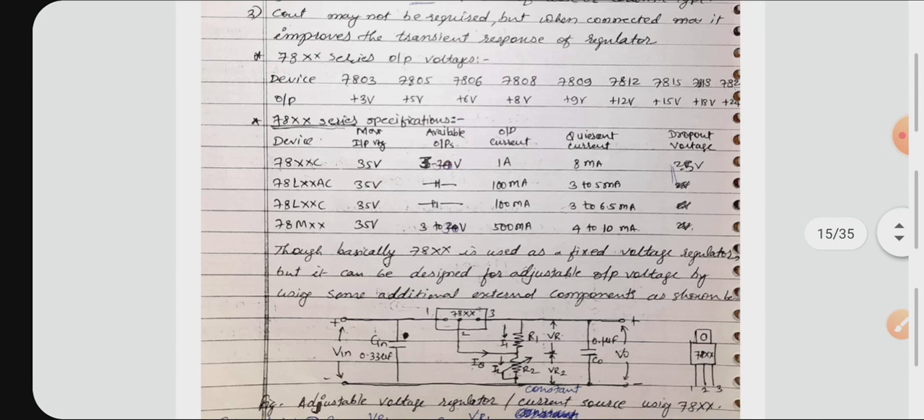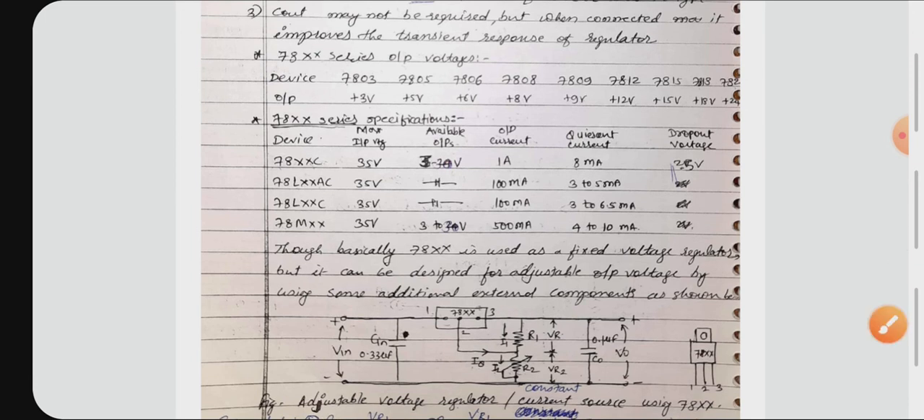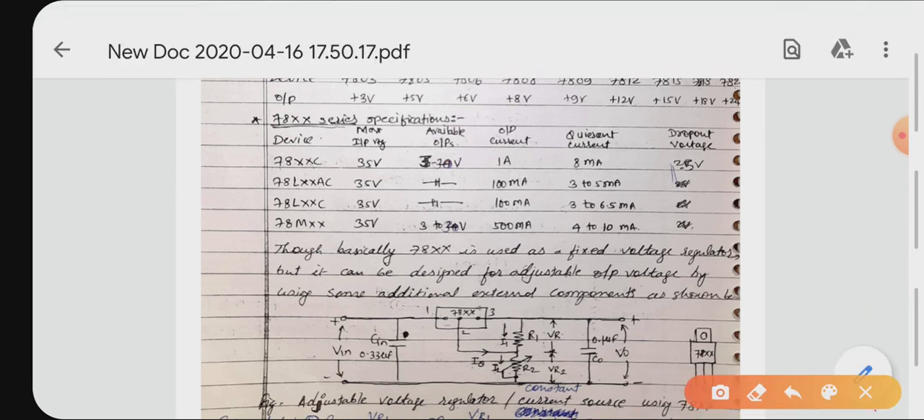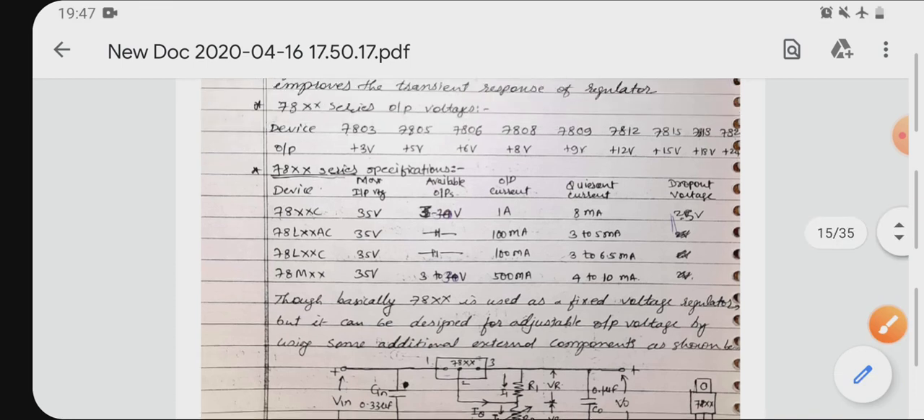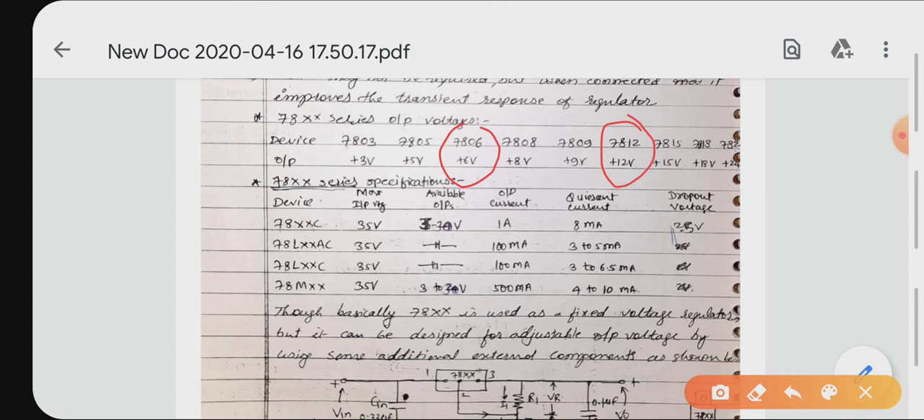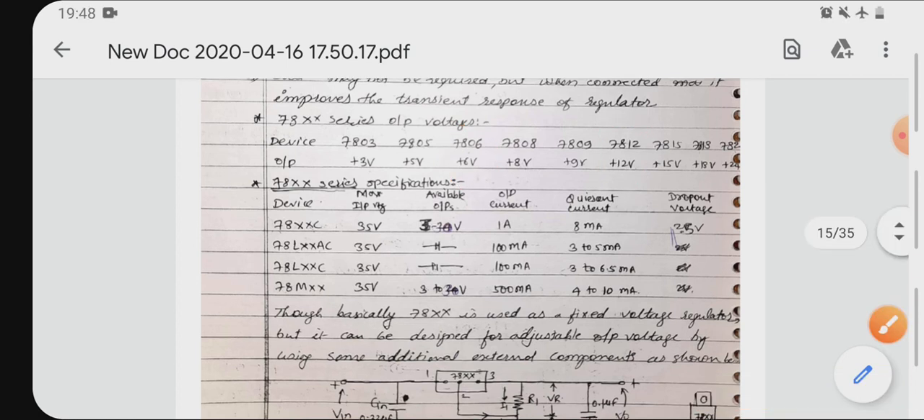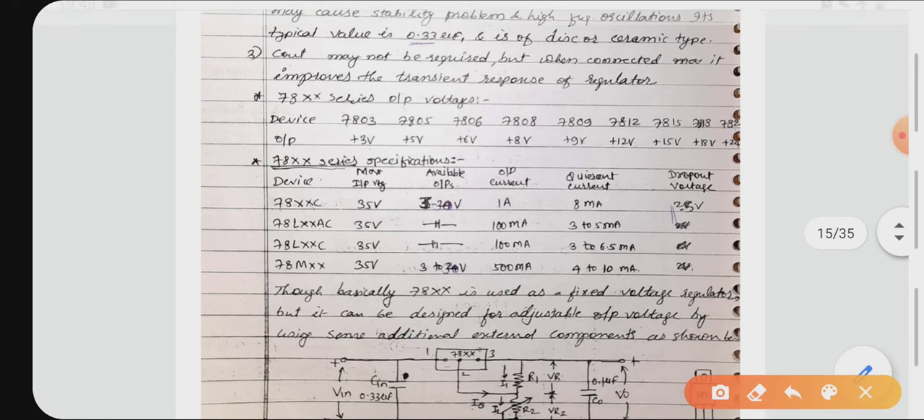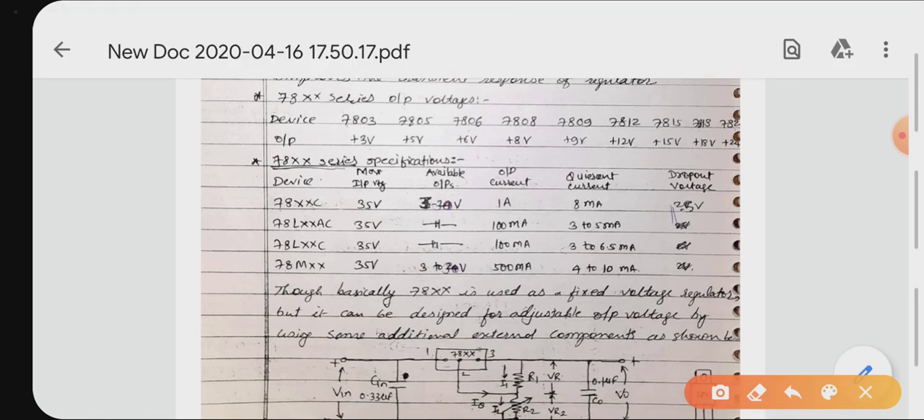You can see the 78XX series with different options. The last 2 digits XX stand for the output voltage, like this. If it is 7806, the output voltage is 6 volt. If it is 7812, the output voltage is plus 12 volt, like that. With different devices, 78XXC, XXAC, with input voltage, output voltage, output currents, quiescent current and dropout voltages.